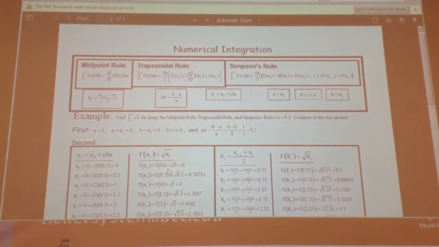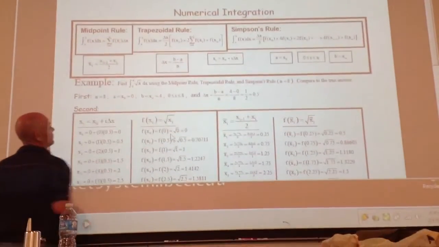I did using the radical function. Here's my f of x. This is what I'm actually trying to find. I totally have it now.